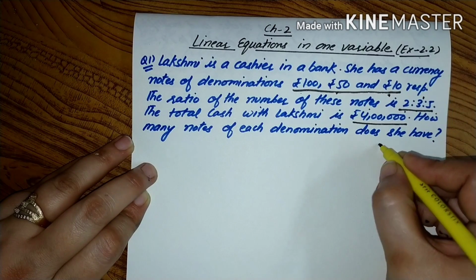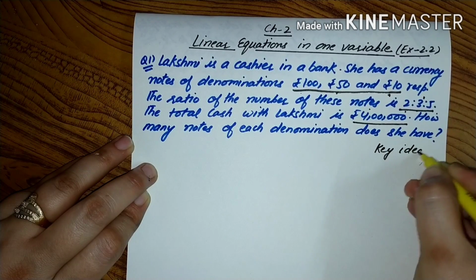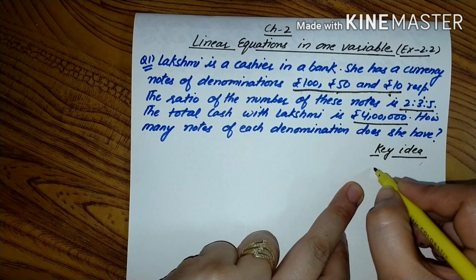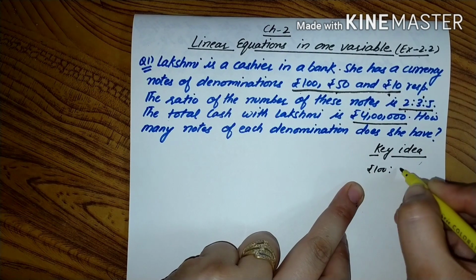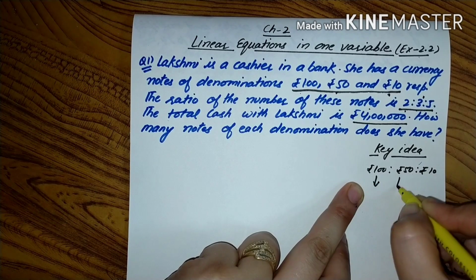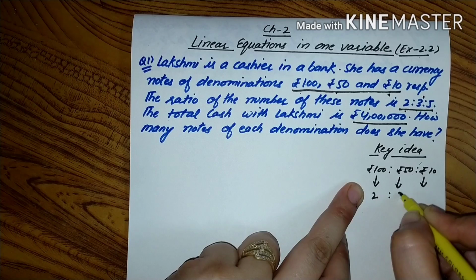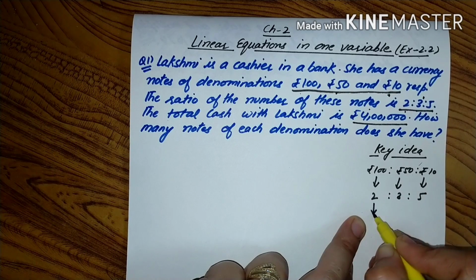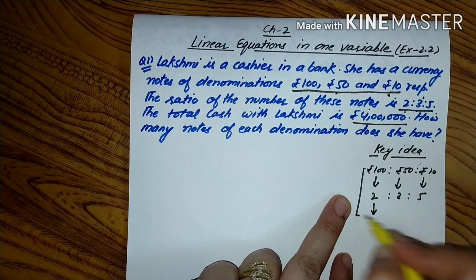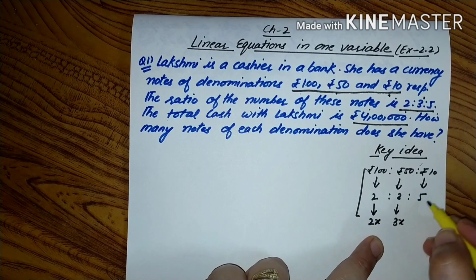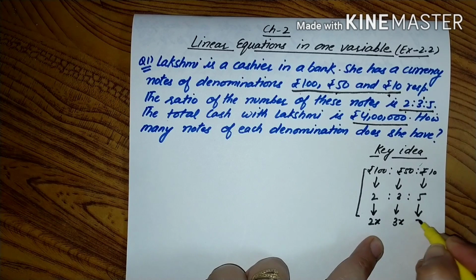Firstly, let us see the key idea of this sum. The main thing given to you is that the ratio of rupee 100, rupee 50 and rupee 10 notes is 2 is to 3 is to 5. So we have to let the number of notes accordingly. We will take the number of notes of rupee 100 to be 2x, rupees 50 to be 3x, and rupees 10 to be 5x.